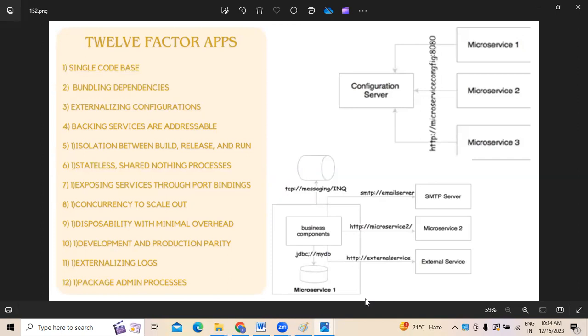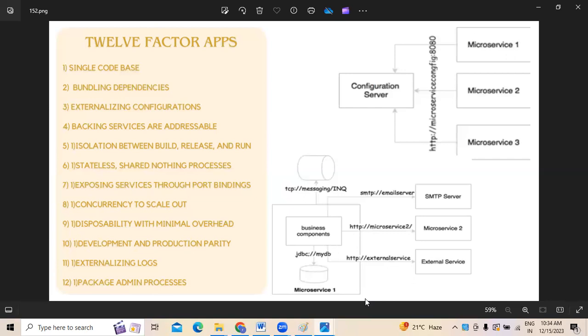The first one is single code base. This is the first one, followed by bundling dependencies, externalizing configuration, backend services are addressable. At the same time, separation between build, release, and run. So these are all the different factors we have. There are 12 factors which we need to understand.